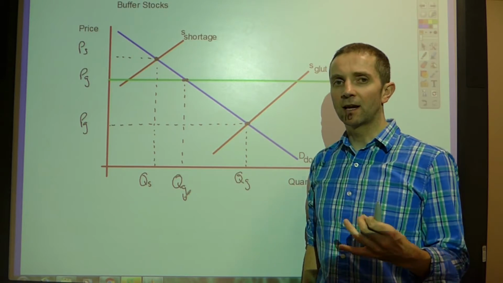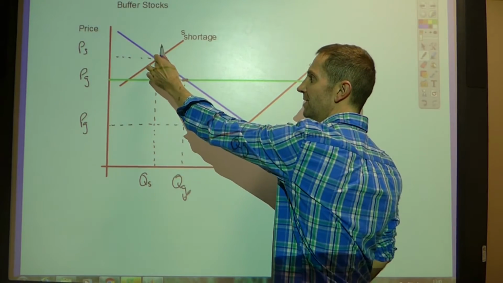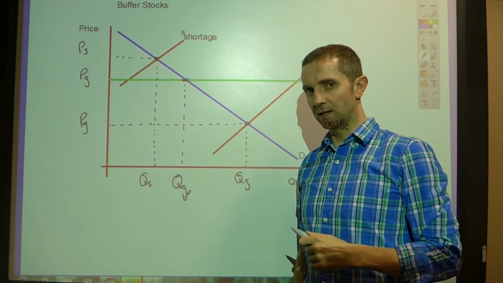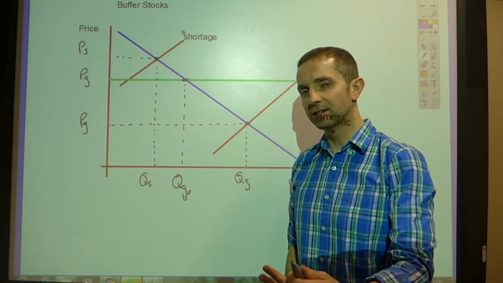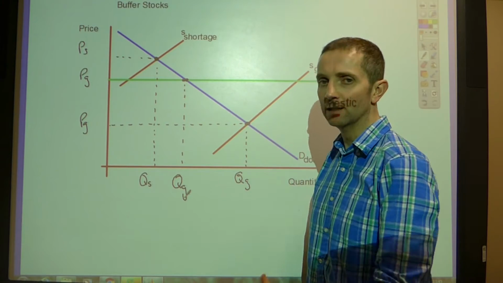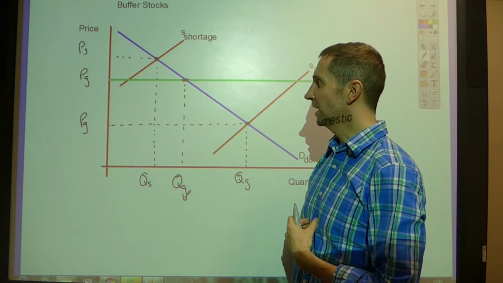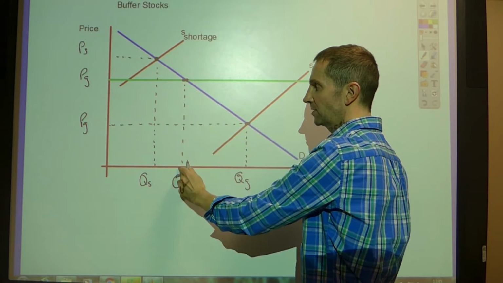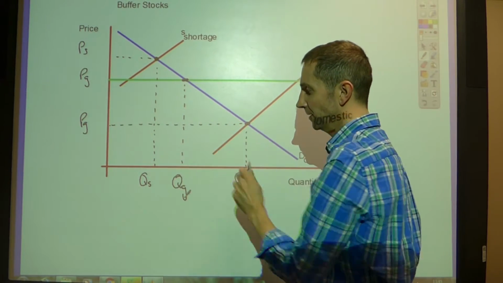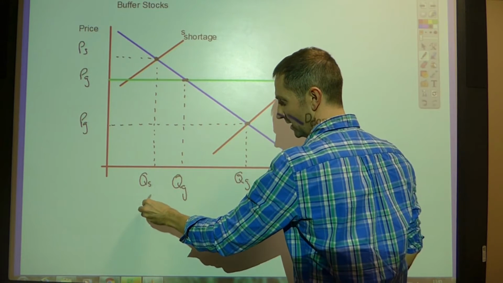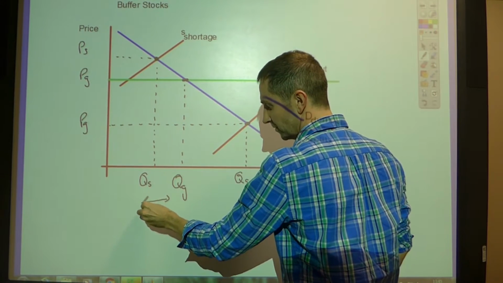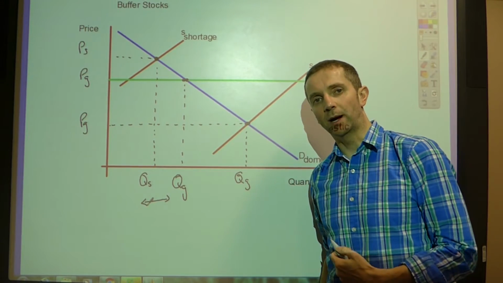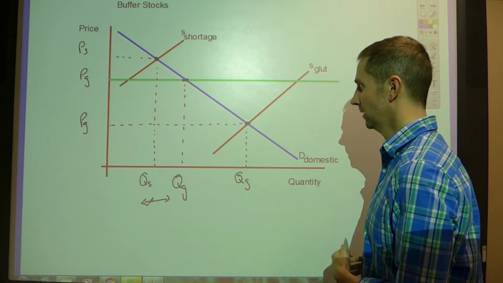Well, in order that that would happen, because supply is here and we want price to be here, the buffer stock scheme would have to release into the market and sell into the market in order to increase supply and restore the price back to PG and QG. So that in effect is the amount of additional buffer stock which would be released back into the market.